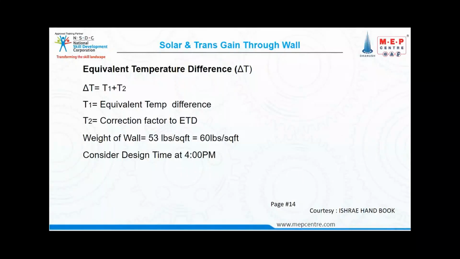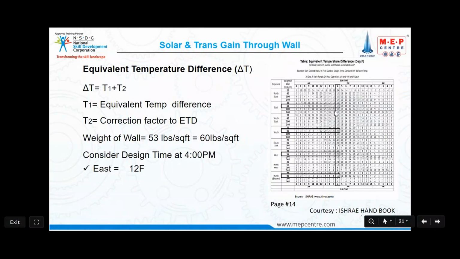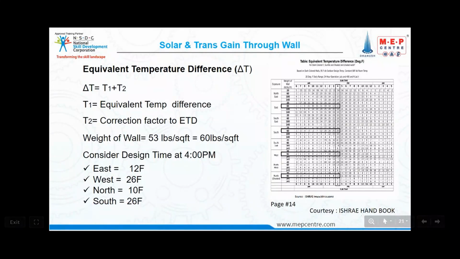The weight of the wall is 53 pounds per square feet, which we consider as around 60 pounds per square feet. As it is 60 pounds per square feet, at 4 p.m. the east side is 12 degree Fahrenheit, the west side is 26 degree Fahrenheit, the north side is 10 degree Fahrenheit, and the south side is 26 degree Fahrenheit. This is the T1 value, the equivalent temperature difference.